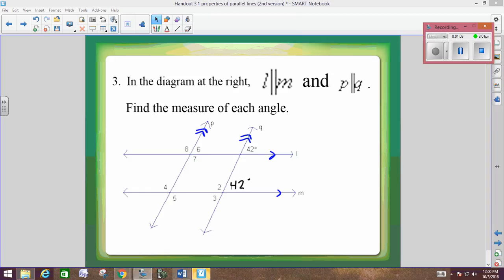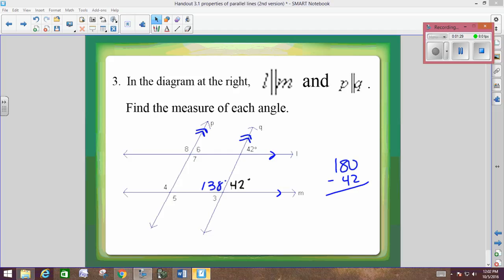Go ahead and find the other 7 angles that are labeled. Angle 2, what'd you come up with for an angle measure? How'd you get 138, Dalton? Good, 180 minus 42. These 2 angles form a straight line. We'd call them a linear pair if you want.